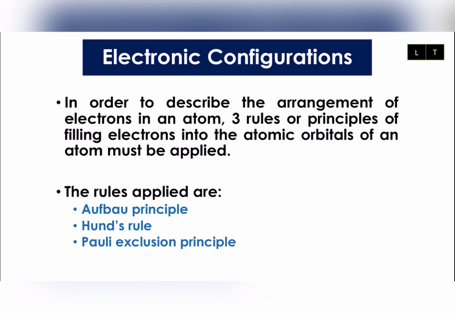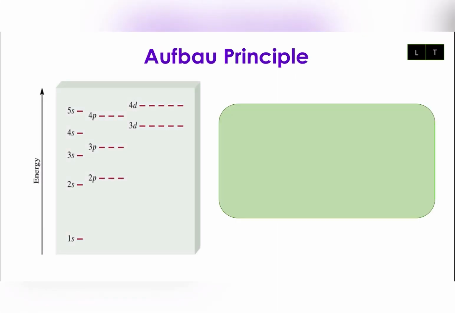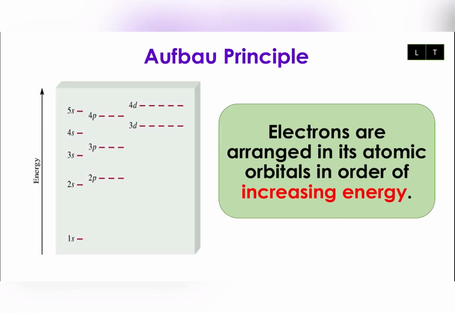When filling the electrons in atomic orbitals, I'm going to focus on the Aufbau Principle. The Aufbau Principle states that the electrons are arranged in the atomic orbitals in order of increasing energy.